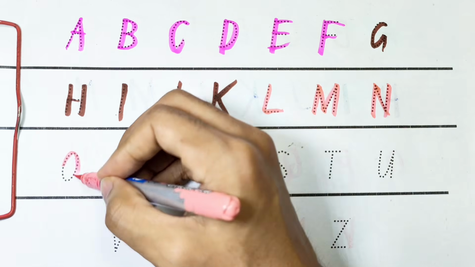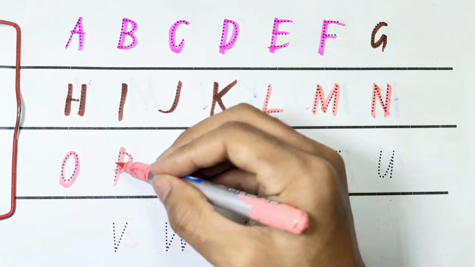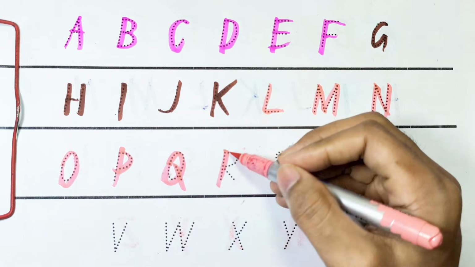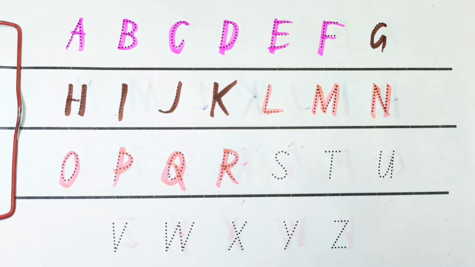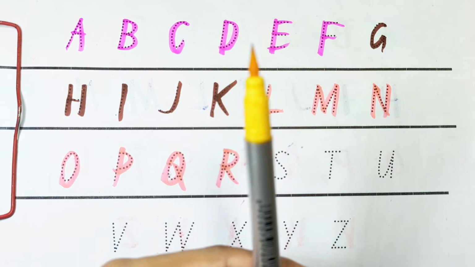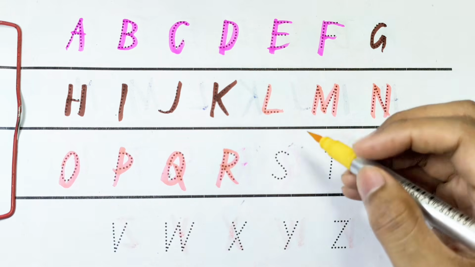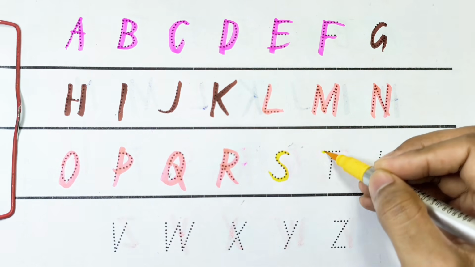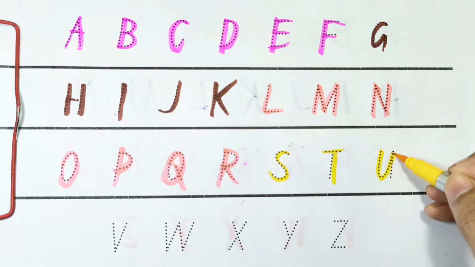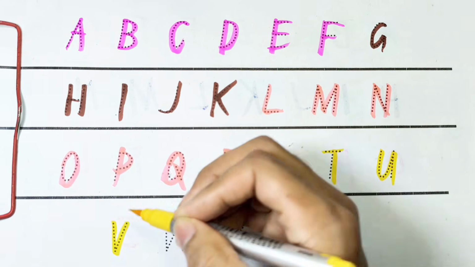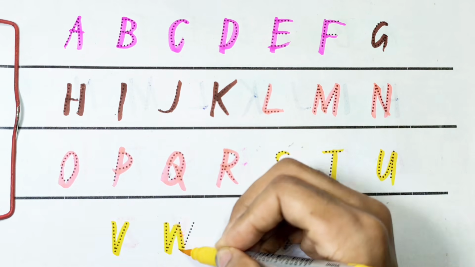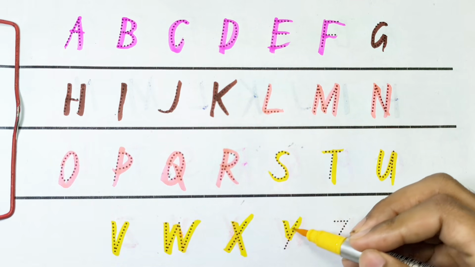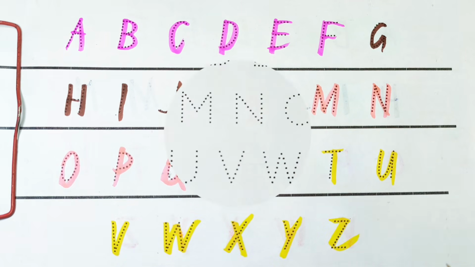N. O. P. The next one is Q. Q for queen. R for rose, R for rice. Now we're using the color of yellow, writing the alphabet of S. The next one is T. U. U for umbrella. V for van. W. The next one is X. Y. And the last one is Z.